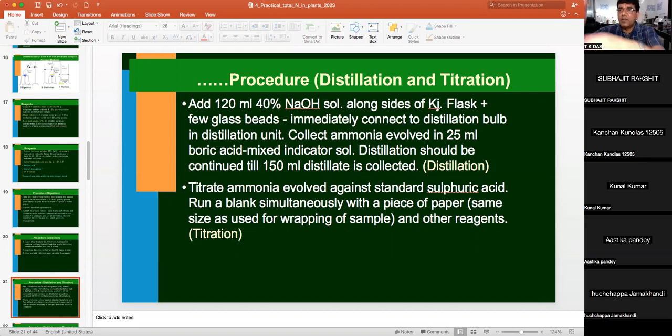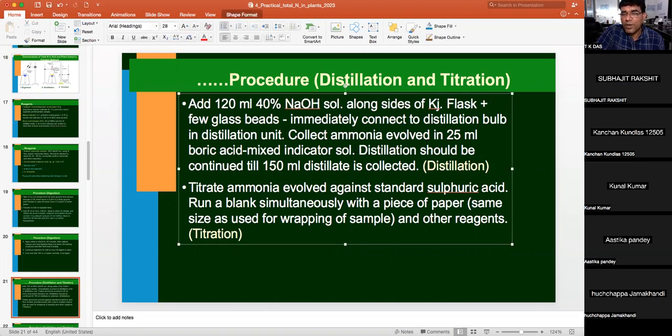Otherwise, if you do not connect them together like this, then the ammonia will be liberated outside. You want it inside the distillation assembly, so that whatever ammonia is liberated should reach the boric acid. So immediately connect to the distillation bulb. Collect ammonia evolved in 25 ml boric acid mixed indicator solution. So you can correct yourself, it is not 20 ml boric acid. It is 25 ml boric acid mixed indicator solution, which is used to collect the ammonia.